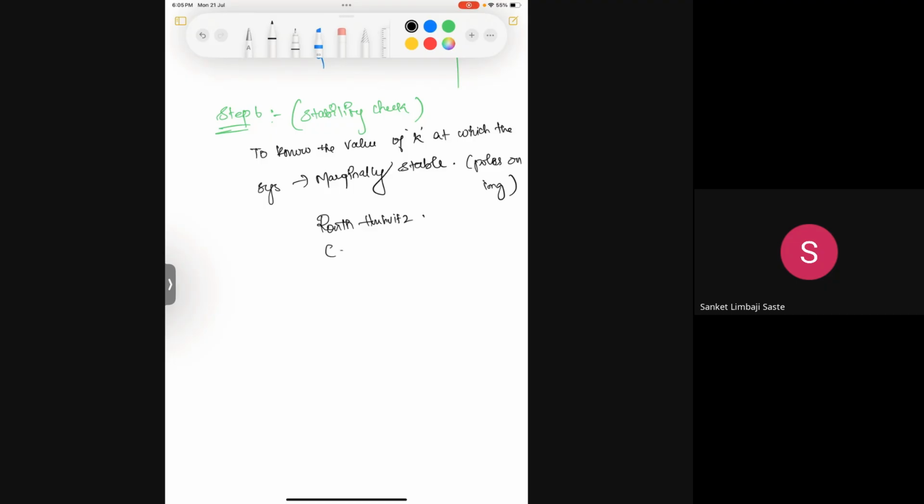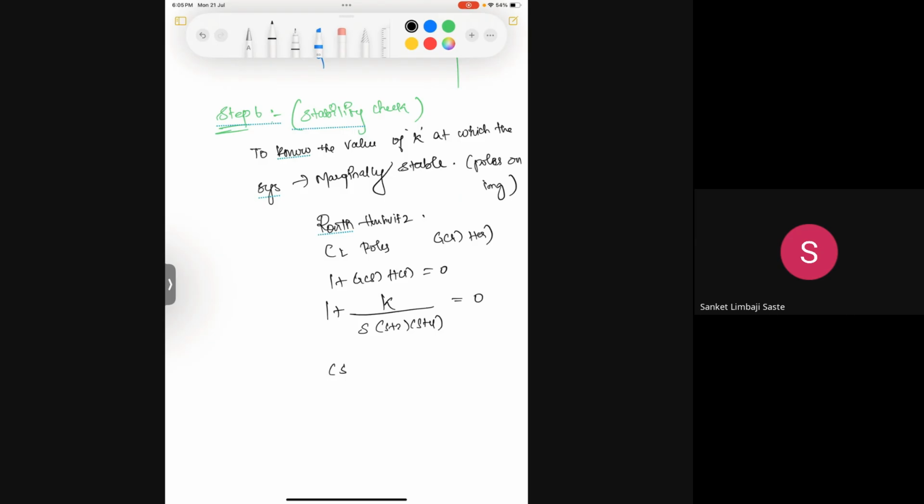So for Routh-Hurwitz, we will consider only closed loop poles. The information we have is G(s)H(s). For closed loop poles, we have to find 1 plus GH and equate it to 0. So for our system, it's 1 plus K by s(s+2)(s+4) equal to 0.